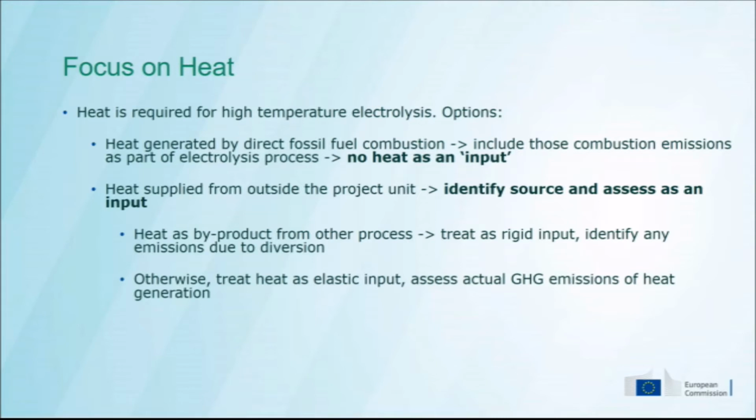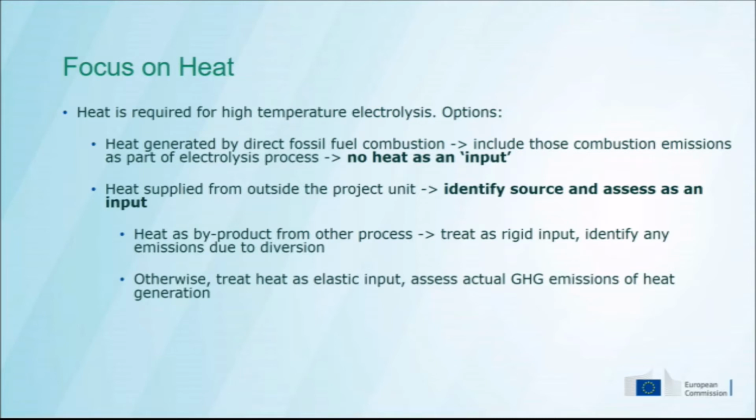input. Now, if heat is supplied from outside the project unit, you have to look at the source and assess it as an input. So hopefully that's clear. So we've moved out of the process, and it's now an input. So heat, if it's a byproduct from another process, you treat it as a rigid input. So in other words, if you're taking that heat from another use and putting it into your innovative project, you need to identify any emissions which could arise due to that diversion. So if you've taken heat from somebody else, you have to look at how that somebody else is going to replace the heat that they need?